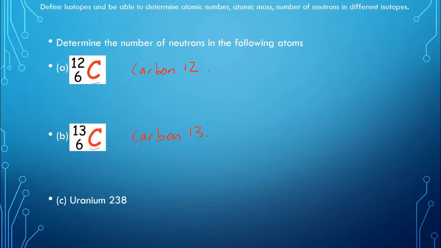We don't have it on here, but carbon 14 is the unstable isotope, so it decays. It's called a radioisotope. These two isotopes of carbon, carbon 12 and carbon 13, are stable isotopes. So not every isotope is radioactive. They're not all radioisotopes. In this case, what we're doing is determining the number of neutrons in the following atoms. If you have a look back at our learning intention, we need to determine the number of neutrons in different isotopes. So let's have a practice of this now.